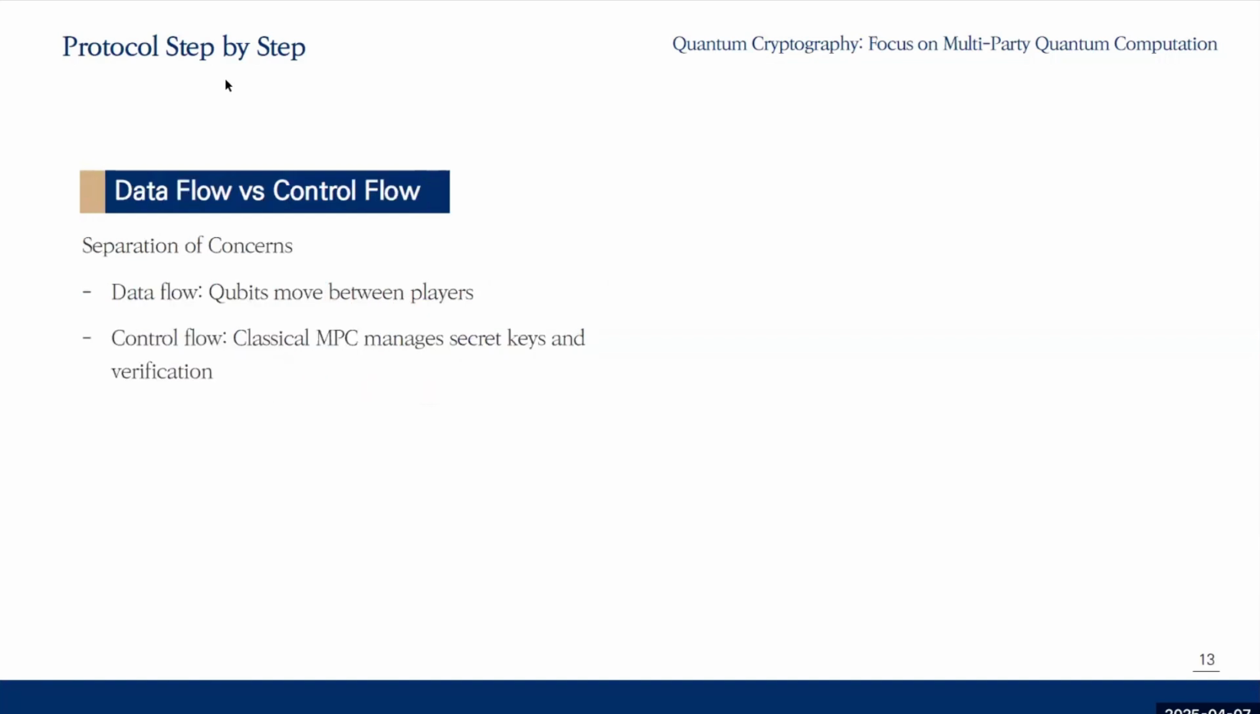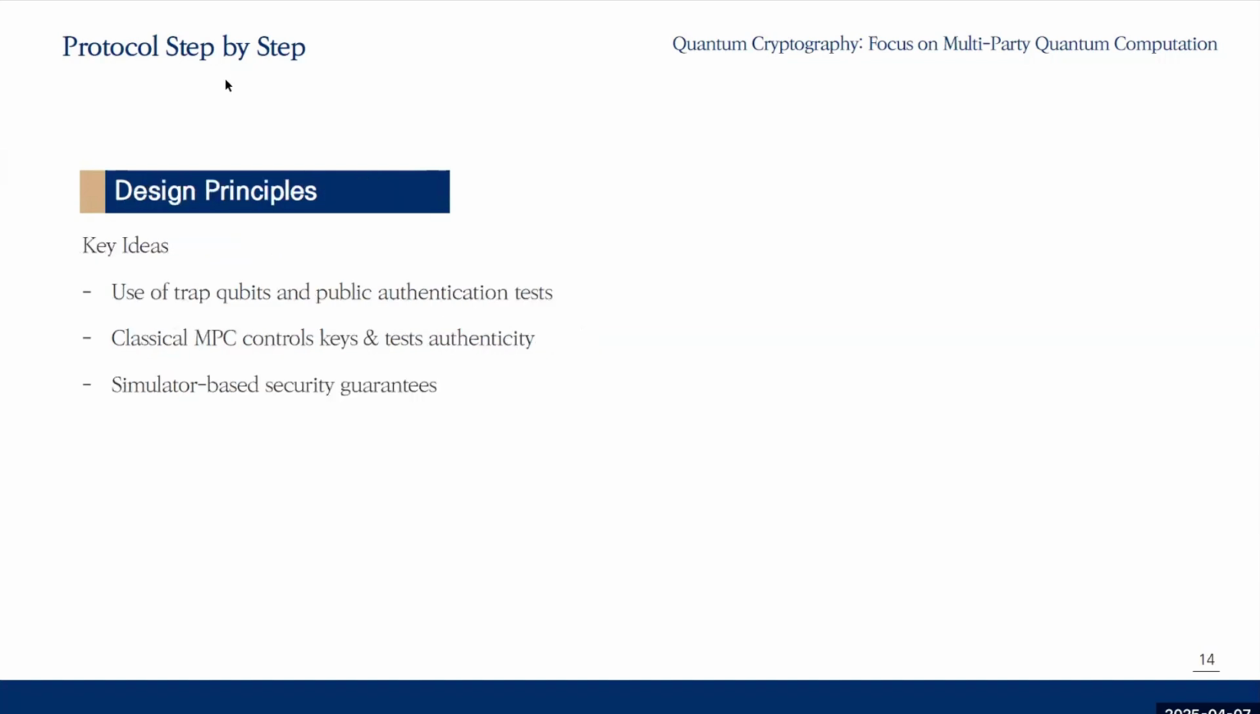An important conceptual separation in the protocol is between data flow and control flow. Data flow refers to the actual movement of qubits between players. Control flow is classical, an MPC protocol running in parallel, which securely manages encryption keys and verification steps. This separation ensures robustness against malicious interference.